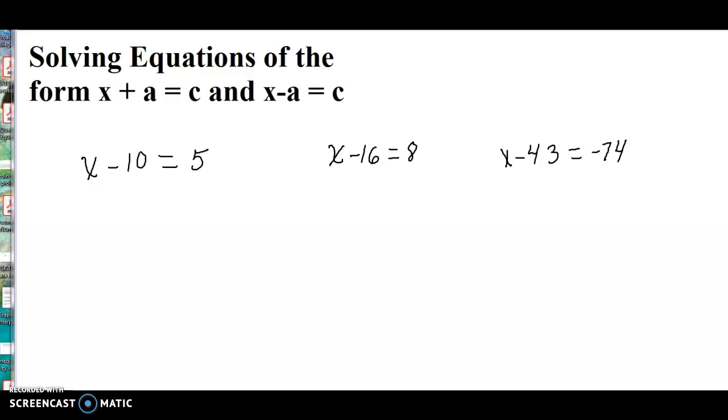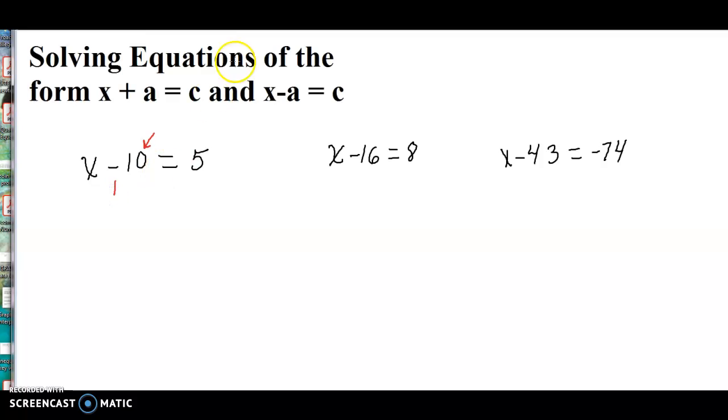Okay, so now let's look at this problem. So you see that there's a slight difference now. Now we're looking at x minus a equals c. So now let's look. We need to get rid of the 10 here. Now in order to get rid of that 10, we need to do the opposite. So since this is a taking away of 10, we're going to add 10.